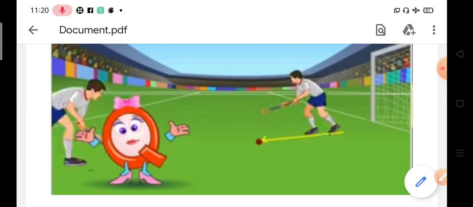Next is the electrostatic force. For example, if you comb your dry hair for a few seconds and then you hold the comb over your head, you'll find that your hair flies and gets attached to the comb. That means you find some type of attraction force between your hair and the comb.